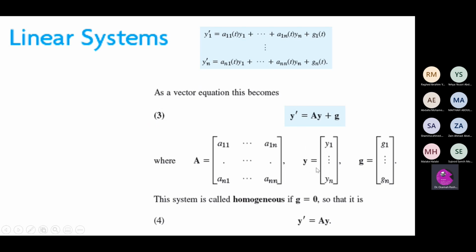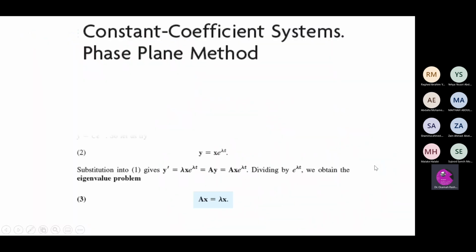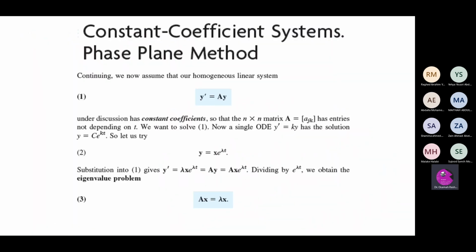And the column vector y is the dependent variable. And if we have a function of t in each one of these, this is the column of the non-homogeneous part, right? Let's see how we can solve a system of homogeneous first. As we said, we take the coefficient matrix and get the eigenvalues of the matrix A.